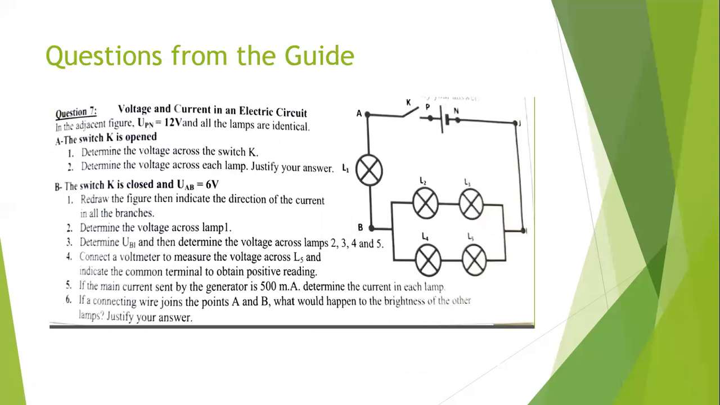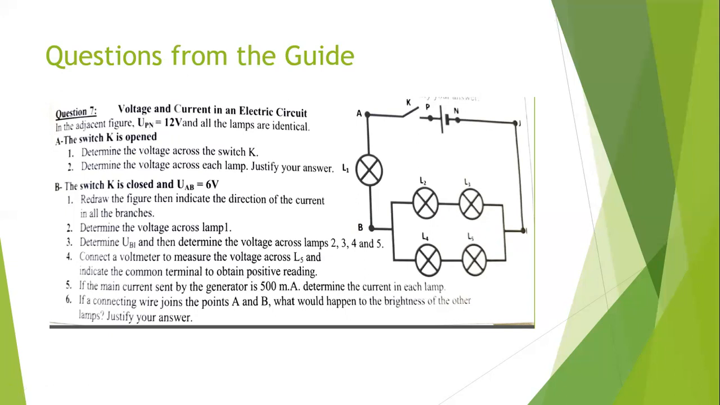Now let's go on to solve this question. We have voltage and current in an electric circuit. In the adjacent figure, UPN equals 12 volt, and all the lamps are identical, so they have the same components. The switch K is opened, as we see here. Determine the voltage across the switch K.